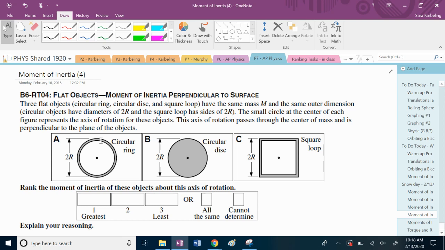So in each of these cases, in A, B, and C, there's the same amount of mass, but again, it's just the distribution that's different, right? So we remember that the moment of inertia is dependent on both the mass and the distribution.